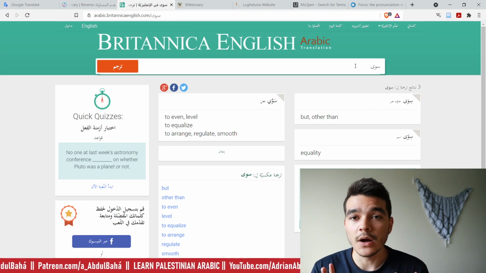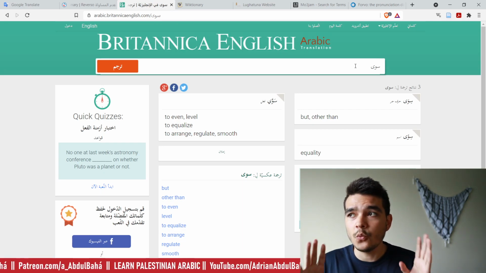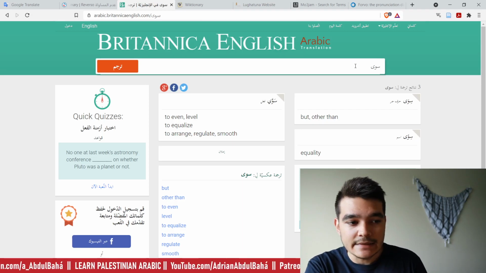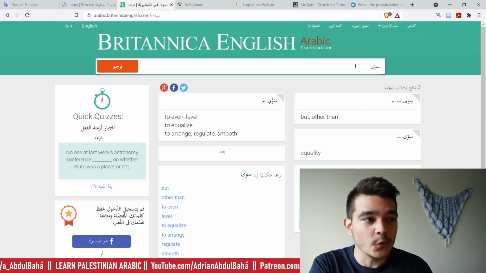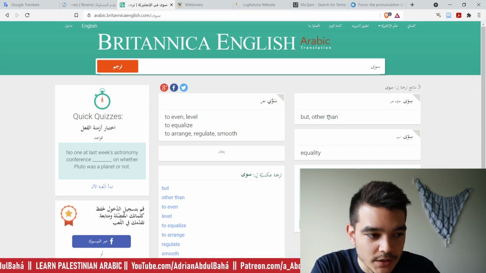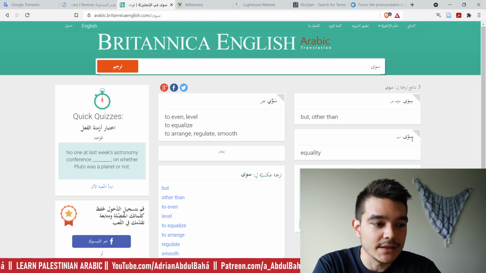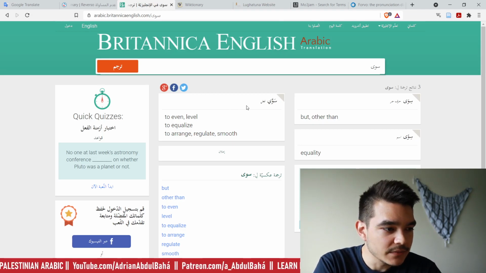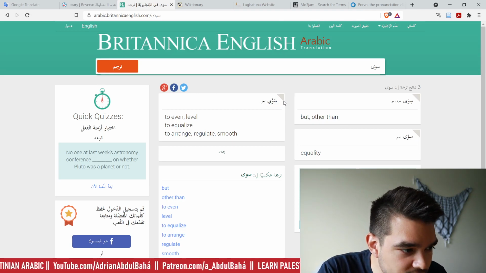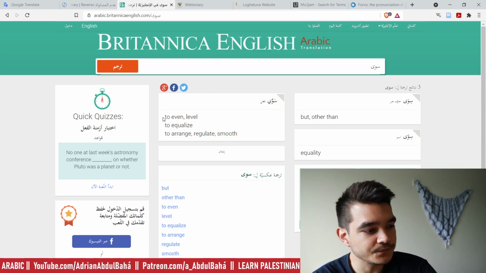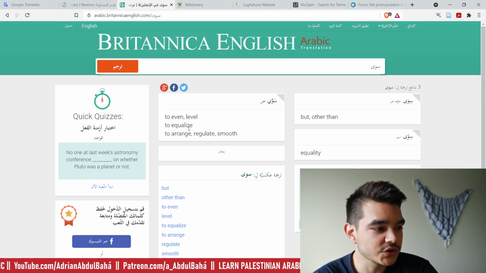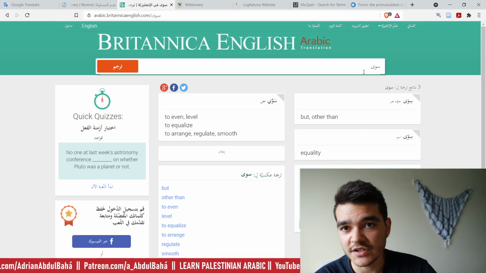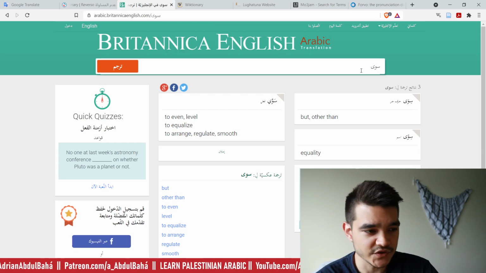So if we write sawa, remember, we still want to figure out what sawa means. It means to do, but we're trying to figure that out. And we're not really getting anywhere yet because we still get siwa, but other than, siwan, equality, sawi, to even level, to equalize, and so on. Still, we're not getting to do. So it's the same limitation as before. That's mostly based on Fusha. Okay, so that's an issue.